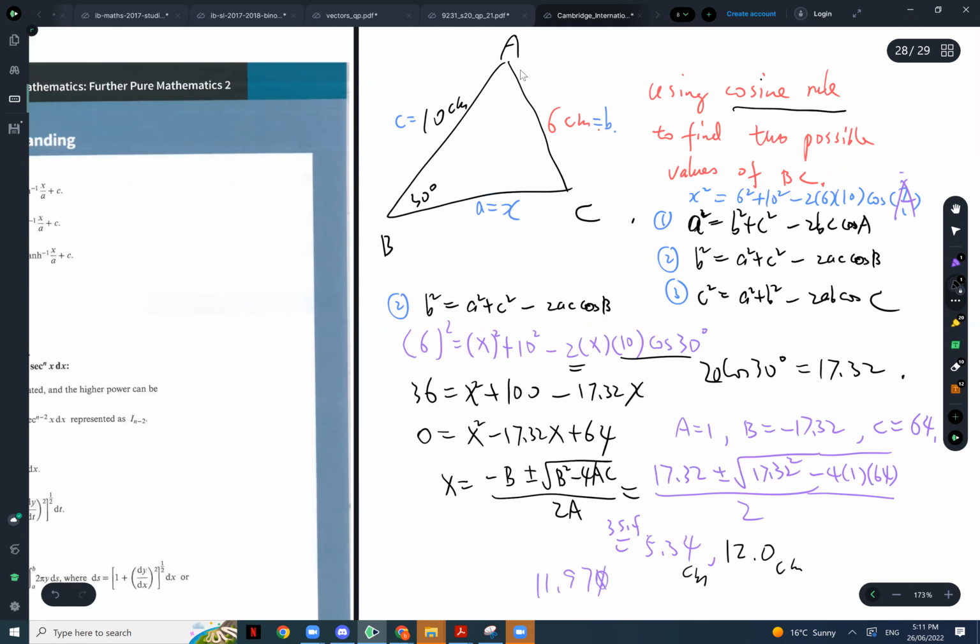We use this one to revise the cosine rule and quadratic formula. Quadratic formula, very important. If you didn't learn quadratic formula or you forgot quadratic formula, copy down and memorize it. Quadratic formula is for solving equation ax squared plus bx plus c equals 0. We got this formula.